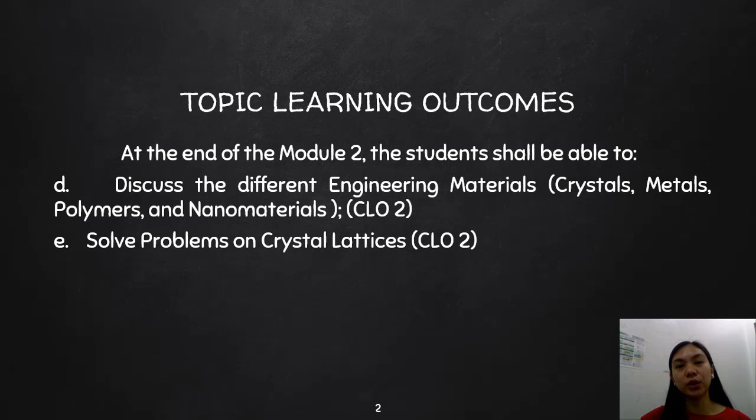So these are the topic learning outcomes that you have to achieve after this particular module. It says here, at the end of module 2, the students shall be able to discuss the different engineering materials, particularly your crystals, metals, polymers, and nanomaterials, and of course solve problems on crystal lattices. The problem solving of your crystal lattices will be covered in the laboratory.